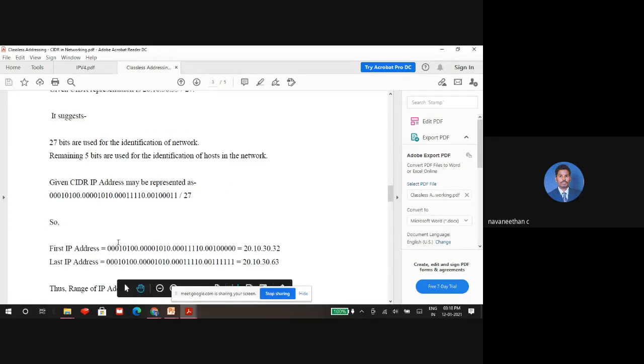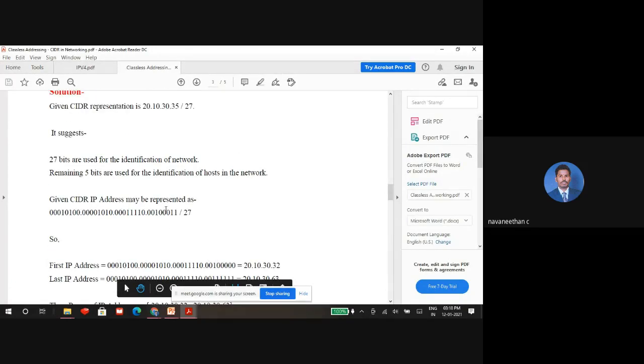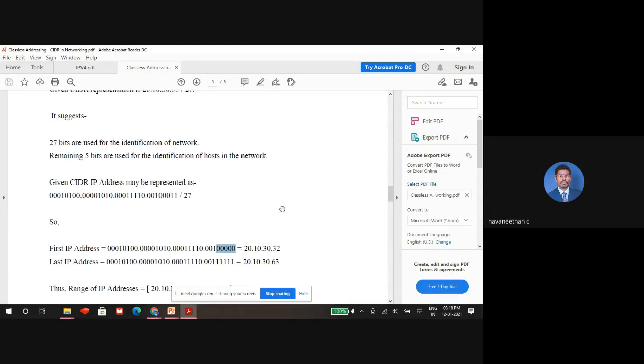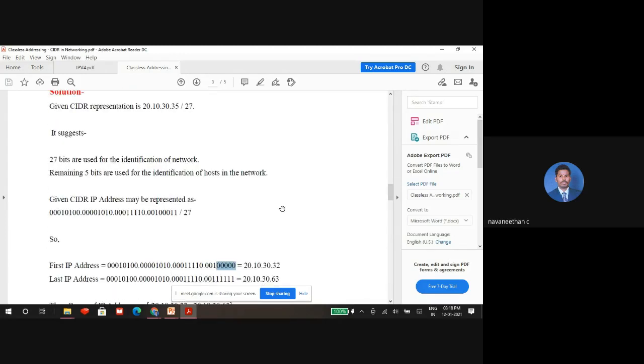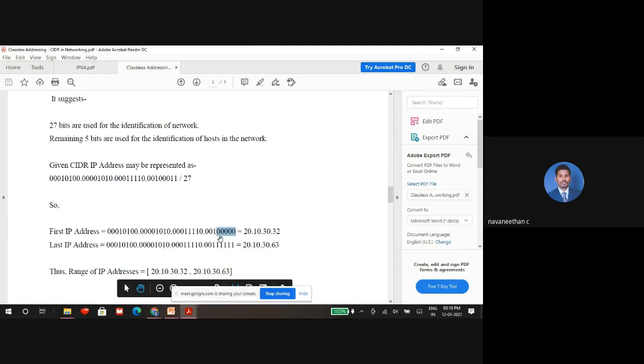So what will be the last address, students? Very simple. First address should be, as I said, 20.10.30.35. We use to represent this 35. If you subtract 32 minus 27, the remaining should be 5. Then replace all your 5 bits, zeros, by 1. Clear? Fine. So this is the first address, and the last address is this. You are replacing all the 5 bits by 1.